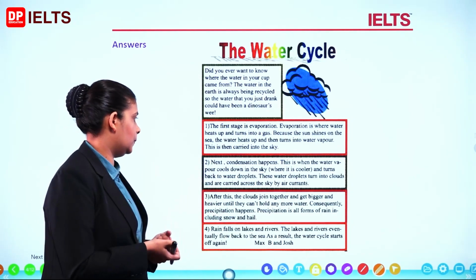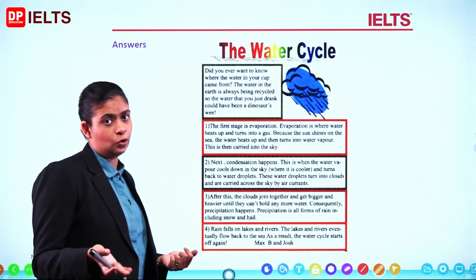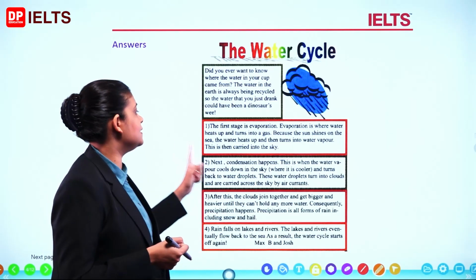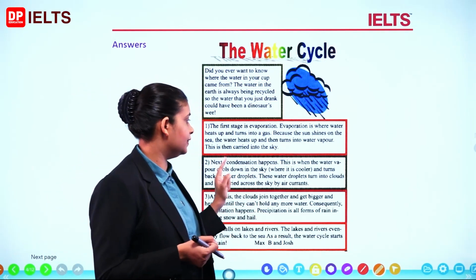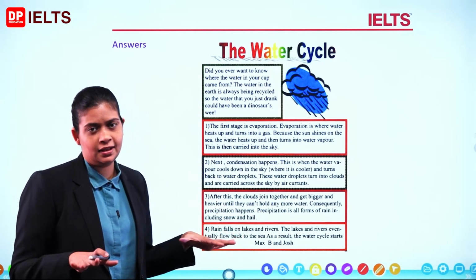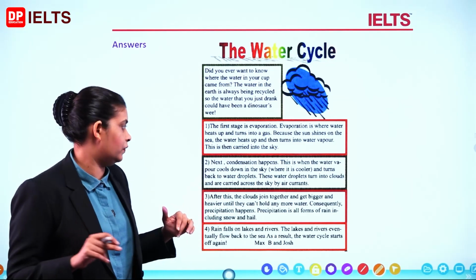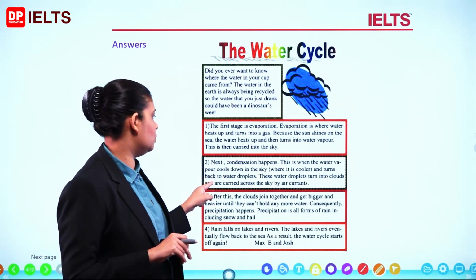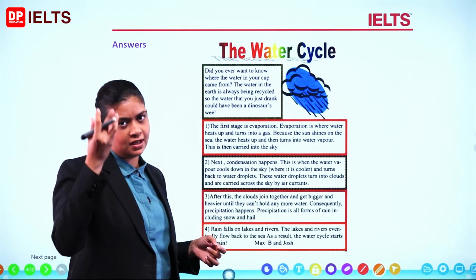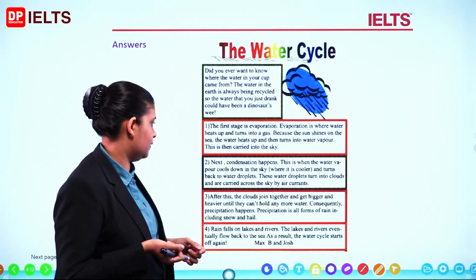It turns into vapor. This is then carried into the sky. Next, condensation. This is when the water vapor cools down in the sky, where it is cooler and turns back into water droplets.